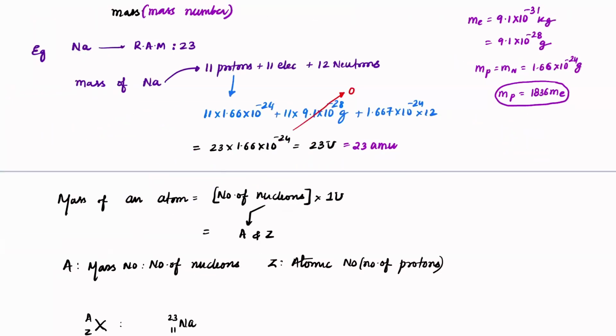So see, the mass of an atom can always be written in terms of relative atomic mass, which is nothing but the number of nucleons. Nucleons is a word which implies the number of particles in the nucleus, which is the number of protons plus the number of neutrons. And that is represented as A. And Z is the atomic number, which is the number of protons. So here you can see Z is the atomic number, which is the number of protons, and A is the mass number, which is the number of nucleons.